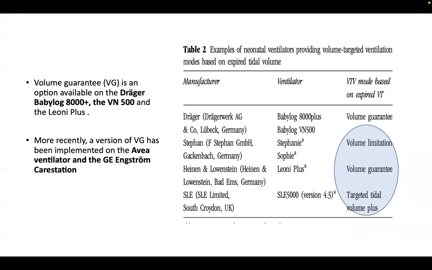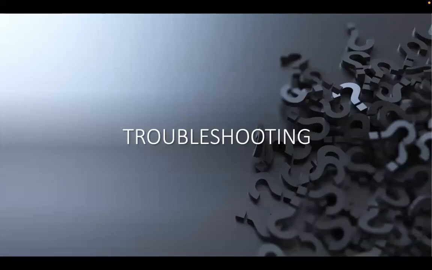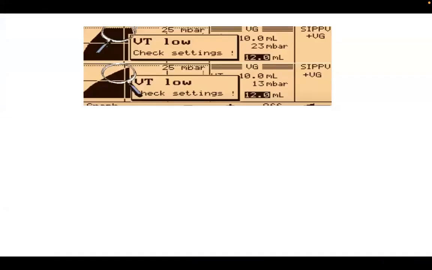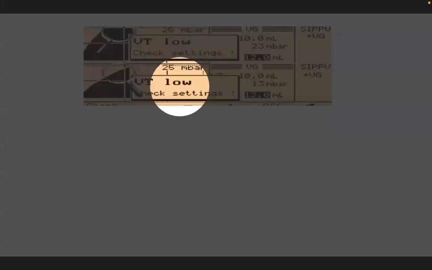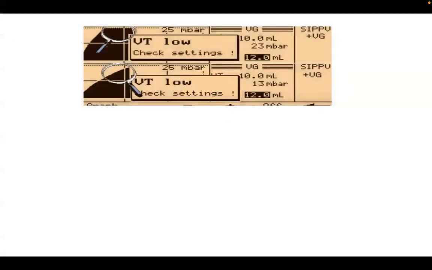And recently, a version of VG has also been implemented on the Avea ventilator and the Carestation. Now, coming to some common troubleshooting or issues that we face in our day-to-day life. This is a common alarm that we often find in our NICUs, where we use VG, where it shows VT low. This alarm keeps on coming and keeps on irritating.